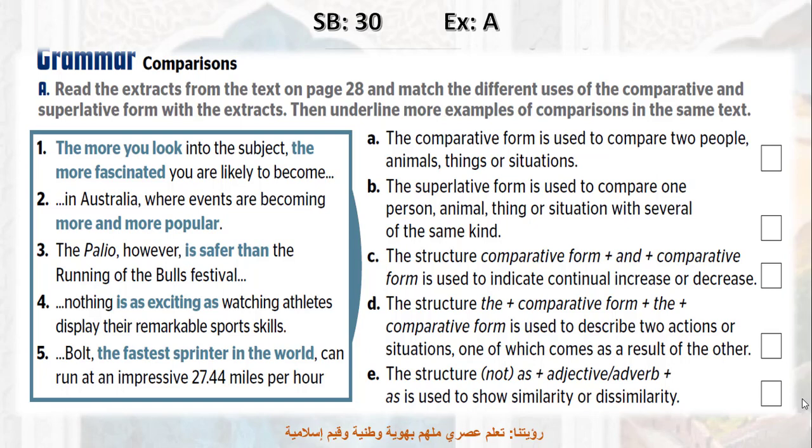Okay, number one is matching with yes. Number three with A: the comparative form is used to compare two people, animals, things, or situations. Number B: the superlative form is used to compare one person, animal, thing, or situation with several of the same kind. Number 5.